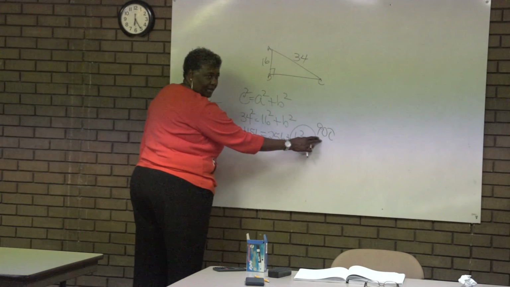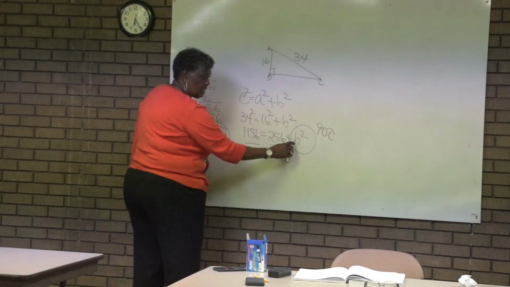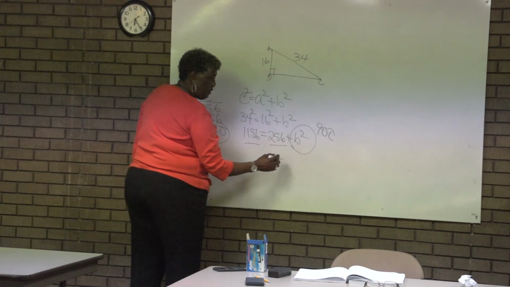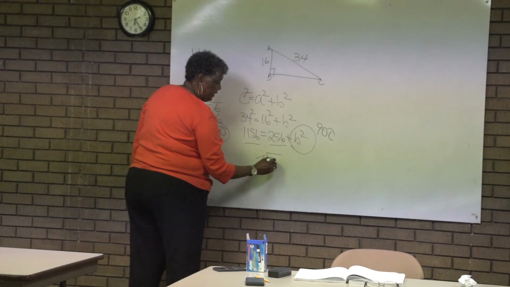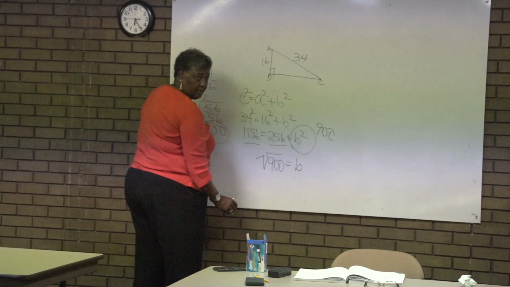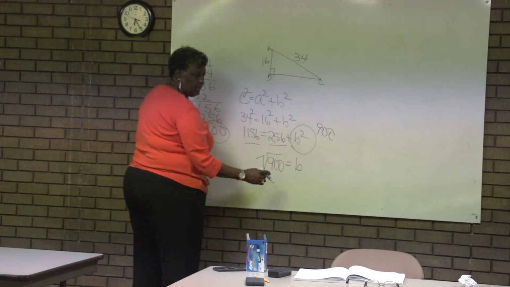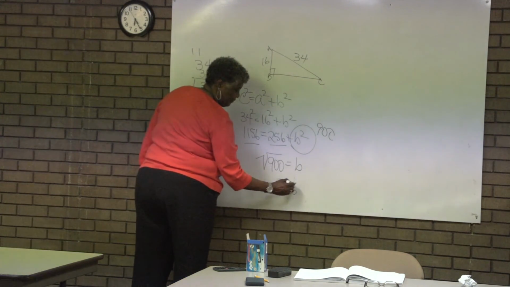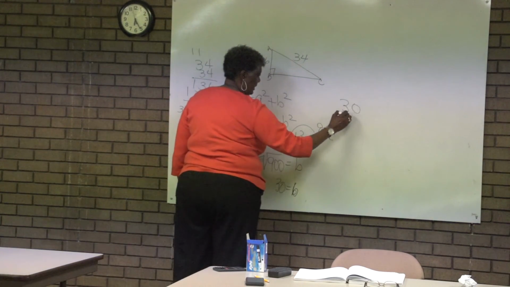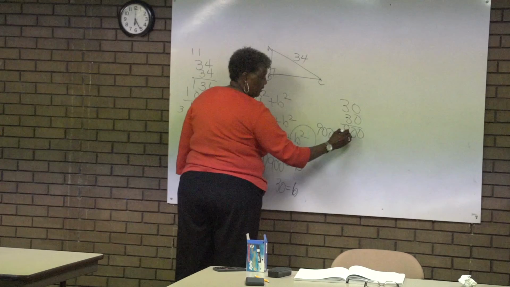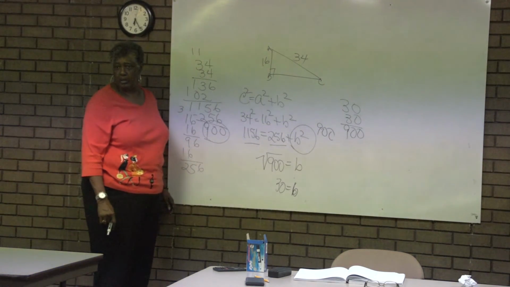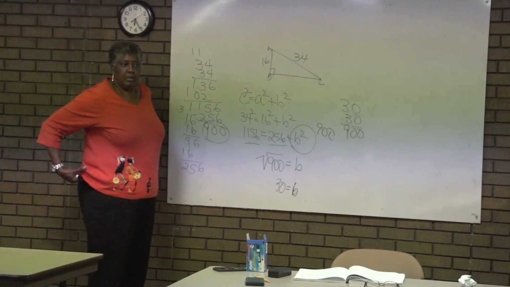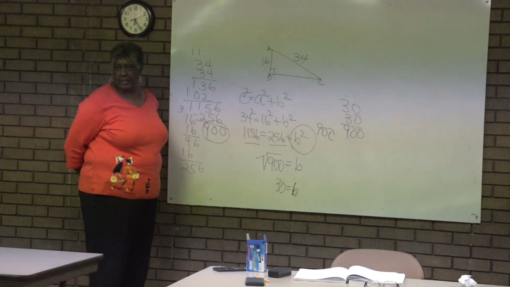But 900 is not the answer. 900 is the answer to some number times itself. I had to figure out what is the square root of 900. That's going to be what B is. What number times itself is going to give me that 900? And that answer was 30. And I can check it to see. There's your 900. Questions about the steps to finding that? Any places where you got stumped or stopped?